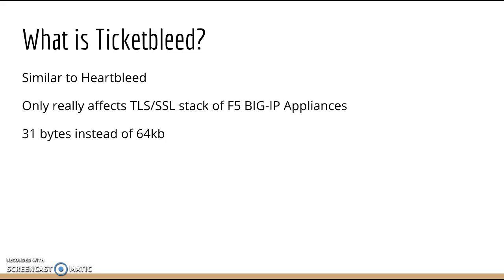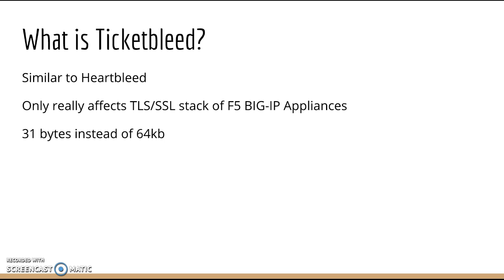It's very similar to Heartbleed, as you might have guessed from the name, except the amount of information that you can get from it is much less. You can see 31 bytes instead of around 64 kilobytes. That was the kind of leakage comparison you're getting there, and the affected servers or services are much smaller. It affected far fewer than Heartbleed did, and much smaller names as well. But you can see there, it affected the TLS and SSL stack of F5 Big IP appliances.